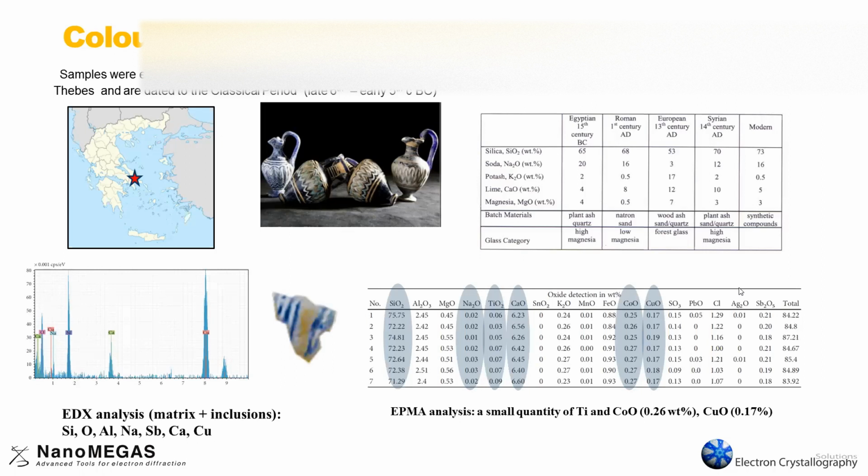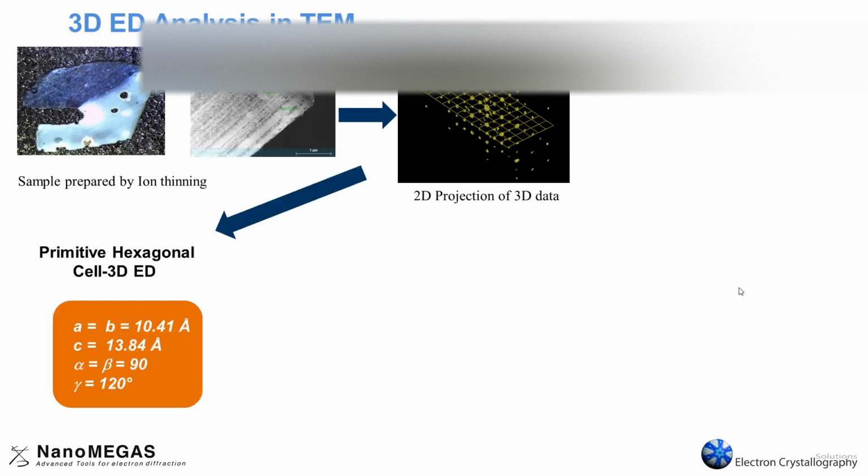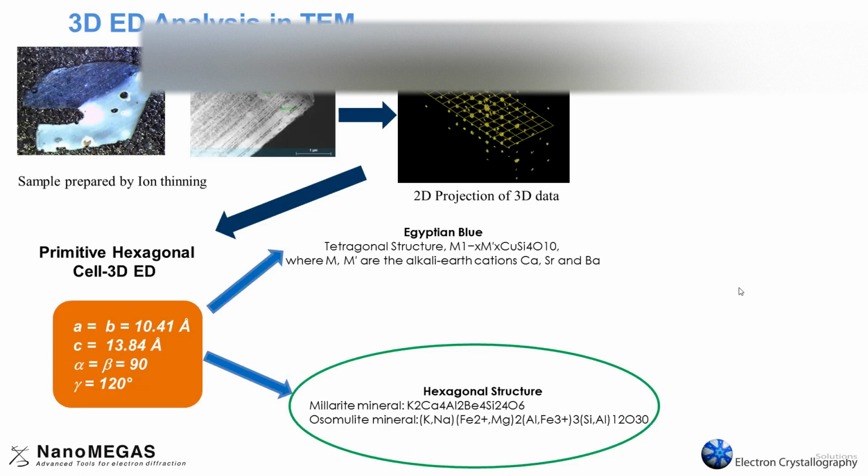But the most interesting part comes in the next step. The sample was prepared for the TEM experiment by ion thinning, and 3D electron diffraction data was collected. From the 3D electron diffraction data, a hexagonal cell was obtained. Based on the obtained cell and the chemical analysis I presented in my last slides, we looked into the structural database, especially from the ancient period, to understand which phase it belongs to. There are two blue pigments which we can see in the literature. One is Egyptian blue, the other is the millerite or osmillerite mineral.